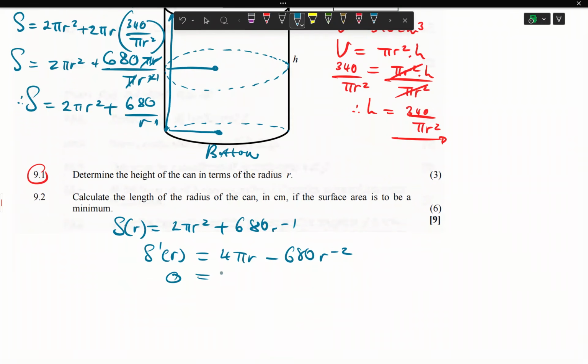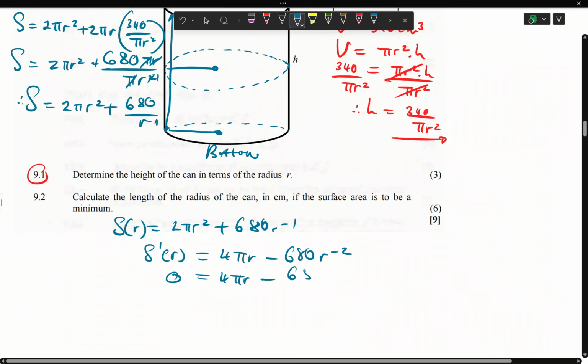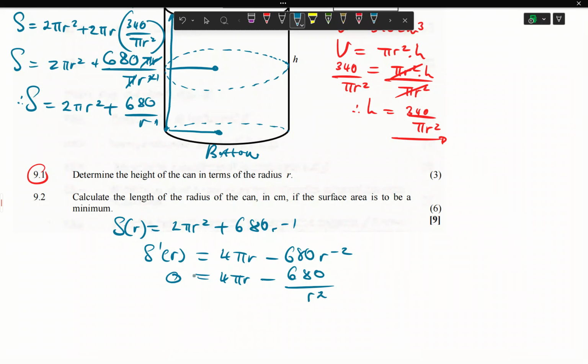So equating this to 0 is 4 pi r, not r squared, minus 680 over r squared equals 0. Take this back so that you can solve. Why do we equate to 0? Remember, at the stationary point, the gradient is 0. So this is now your gradient. We have to minimize this thing. So now let's find the radius at the minimum, or at the stationary point. Take this to your left: you have 680 all over r squared, which is equal to 4 pi r.